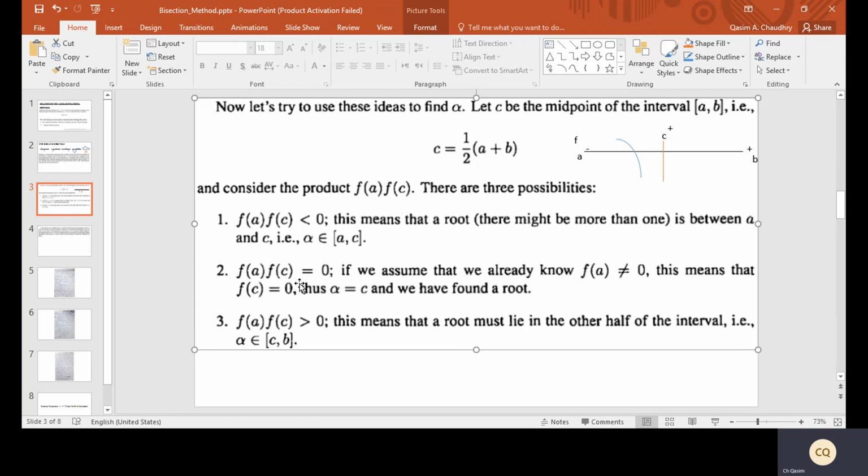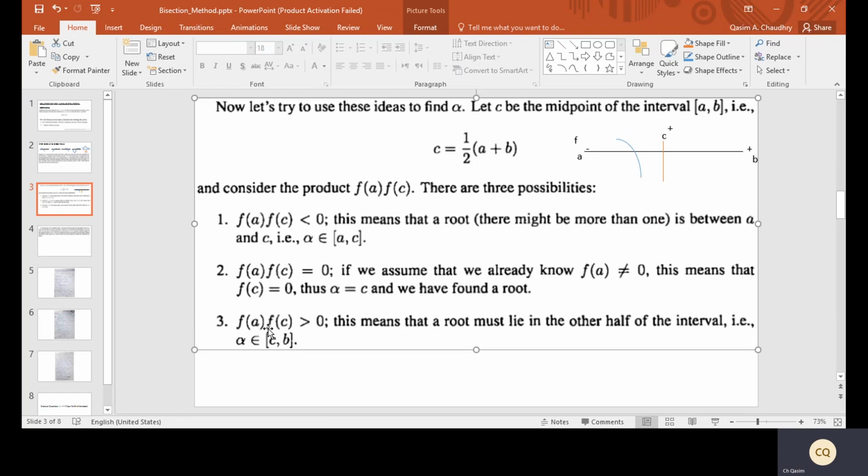So if f of a into f of c is equal to 0, and if we assume that we already know f of a is not equal to 0, this means f of c is equal to 0 and alpha is equal to c, and we have found a root. That's it.